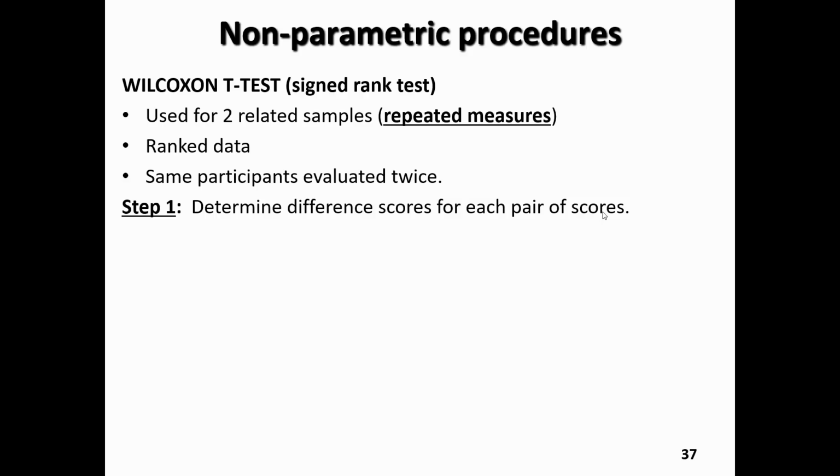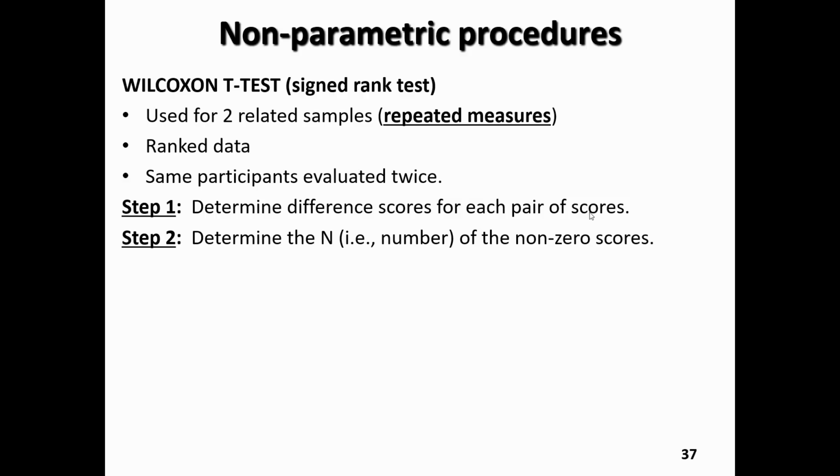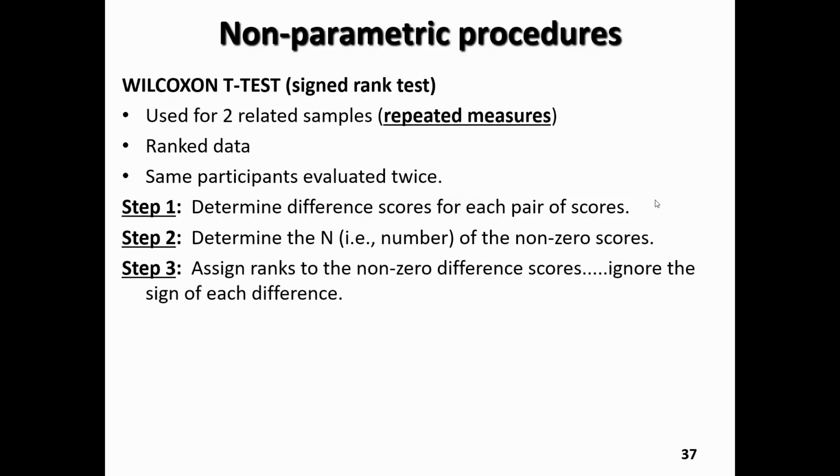The next step is to determine the new sample size of scores that are non-zero. So you could have a score that's negative, another one that's positive, but the non-zero scores are the only ones considered in moving beyond step number 2. And then those difference scores are assigned ranks, provided that those difference scores are non-zero.